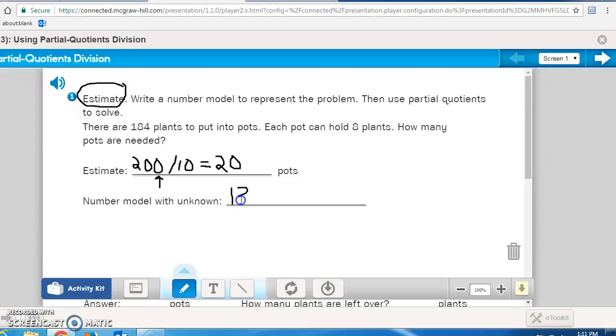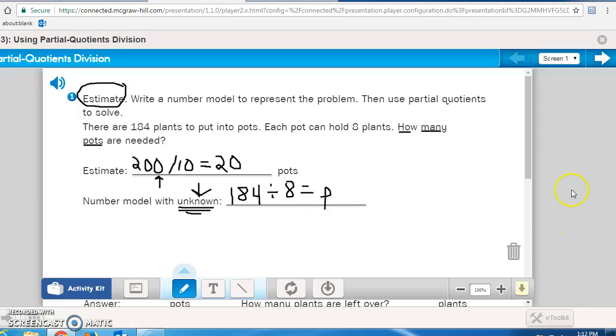What's the real number model? Well, it would be 184. And notice, this says with the unknown. Most of you are forgetting to write this as an unknown. Unknown means that once I'm dividing, I don't know what my answer is going to be. And since it's asking me how many pots, I'm going to make my unknown the letter P.